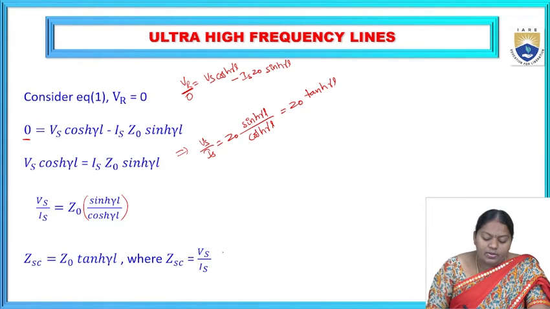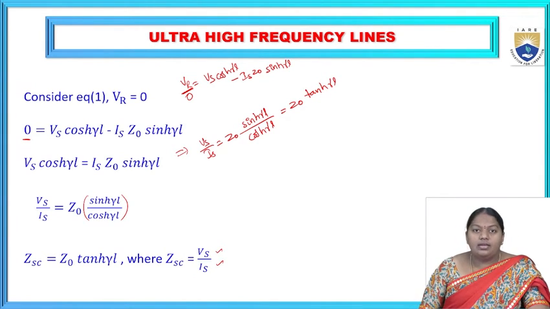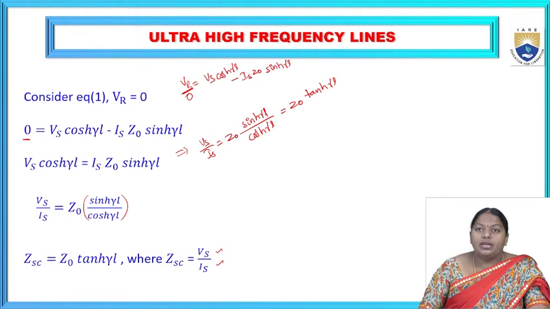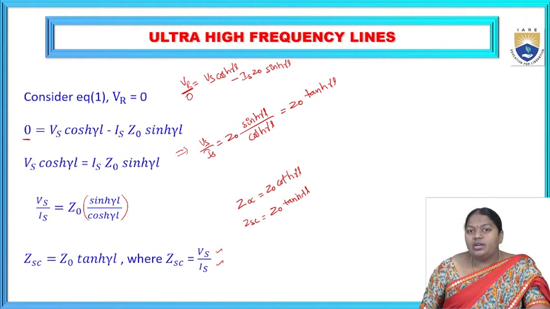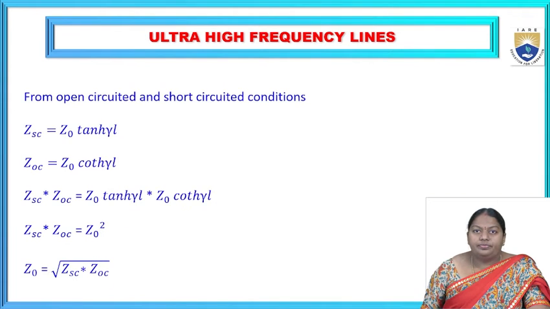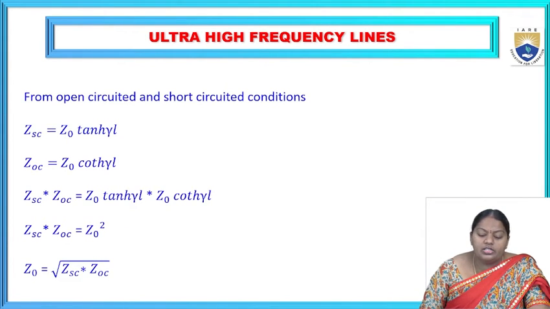So Zsc is given by Vs by Is, the source voltage to the source current, and it is the short circuited impedance, equal to Z naught tanh gamma l. Previously, in the first case of the open circuited line, ZOC was given as Z naught coth gamma L. Now ZSC equals Z naught tanh gamma L. So in the first two cases, open circuited and short circuited lines, we have evaluated the open circuited and short circuited impedances. Now based upon this relation, we are going to derive the expression for characteristic impedance in terms of the short circuited as well as open circuited lines.